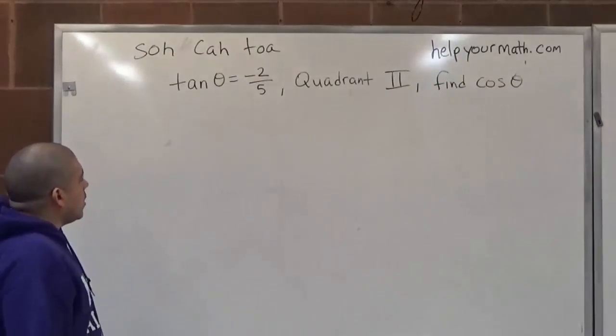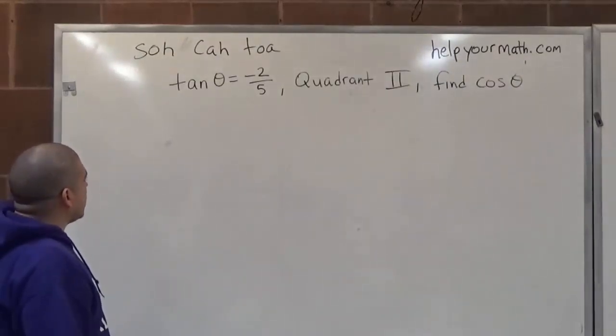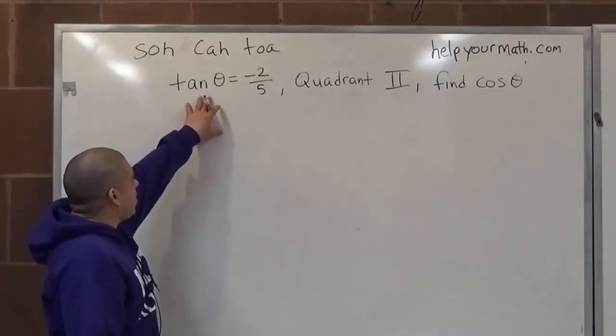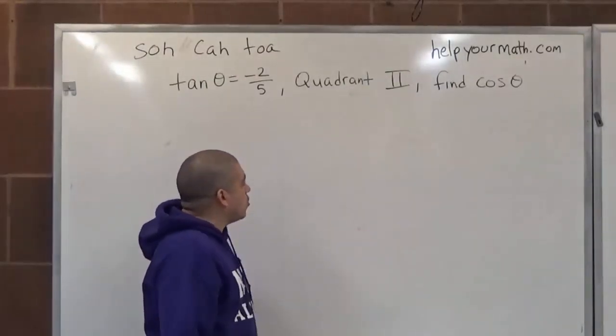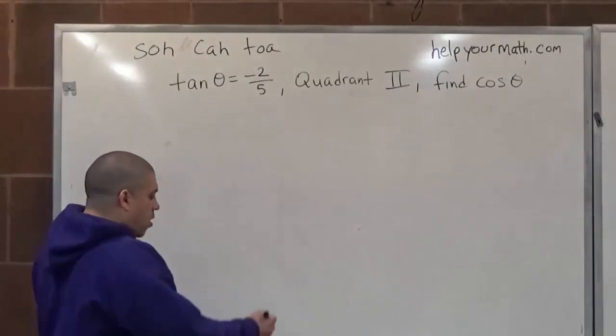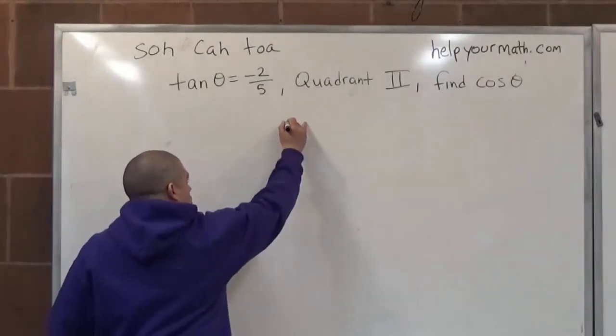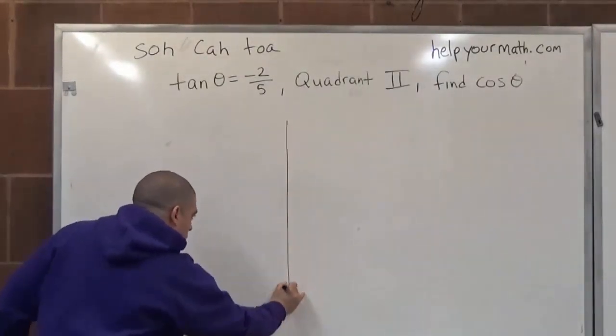Okay, so the technique that we're going to use to do this: we have an angle whose tangent is equal to -2/5 and which terminates in quadrant 2. So let's figure out where quadrant 2 is. I'm going to draw this.